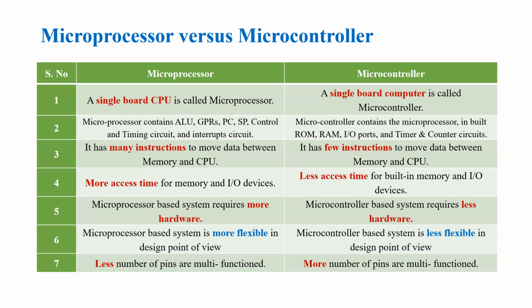In addition to that, it has additional features, that is, it may contain timer and counter circuits. The next one is in a microprocessor, it has many instructions to move data between memory and a CPU. In the instruction set of a microprocessor, we may identify that a larger number of instructions are used to transfer data between a memory and a CPU. But coming to the microcontroller, it is in contrast, that is, its instruction set contains fewer instructions to move data between memory and CPU.